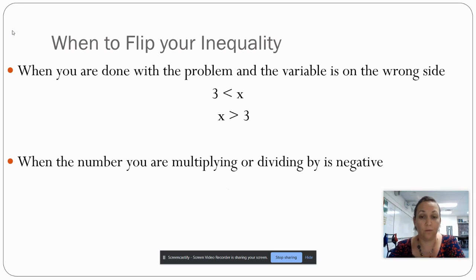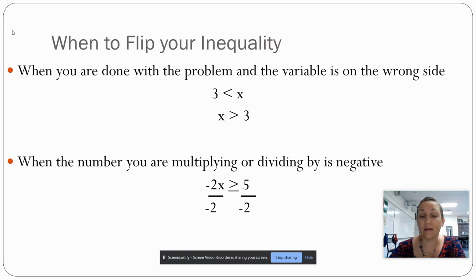Let's do an example. So here I have a problem. It says negative 2 times x is greater than or equal to 5. And so to solve this inequality, the negative 2 is being multiplied with the x, so I'm going to do the opposite of multiplication, which is division. So I'm going to be dividing by negative 2.